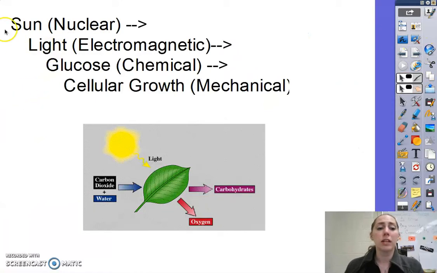You can also do an energy transfer diagram like this. The sun, which has nuclear energy in it, creates light and heat, but since we're looking at photosynthesis here, we're only going to look at the light, which is electromagnetic energy. Then that electromagnetic energy goes to the chloroplast in the cell, and in the chlorophyll, that electromagnetic energy gets transformed into glucose, which is a chemical energy. Then that chemical energy gets used for plant growth, and that growth is mechanical energy. So there's another energy transfer diagram.